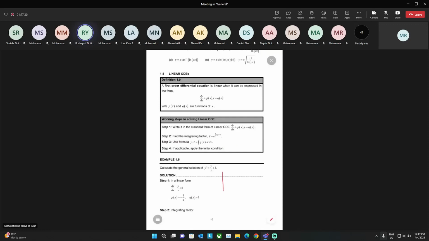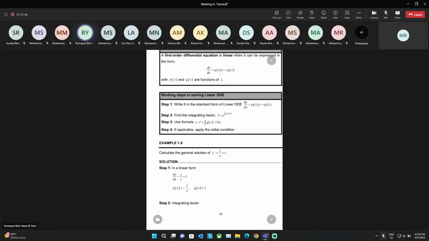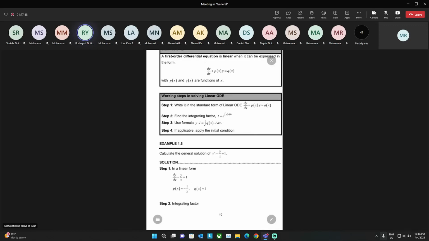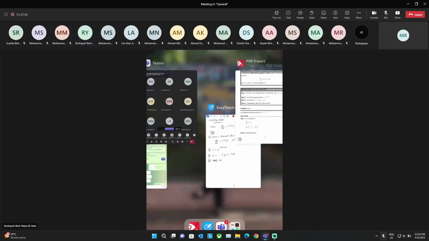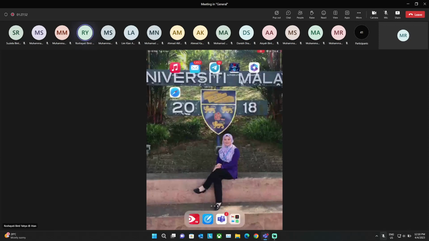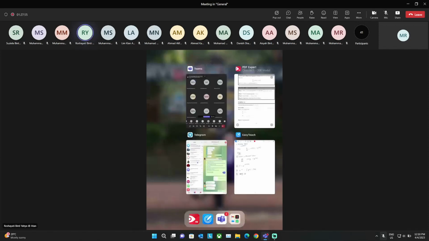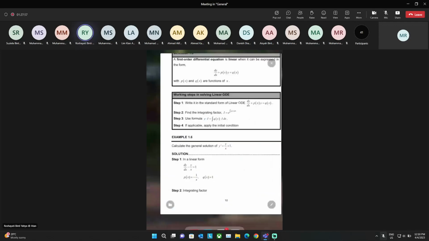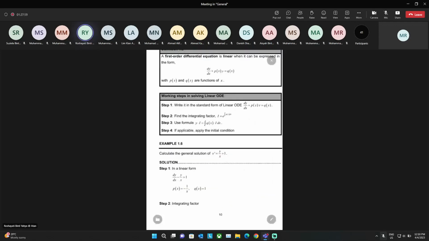So example, calculate general solution of y prime equal to y over x plus 1. Saya tak baca, saya kena berapa? 17. Hopefully sempat. Okay. Alright.